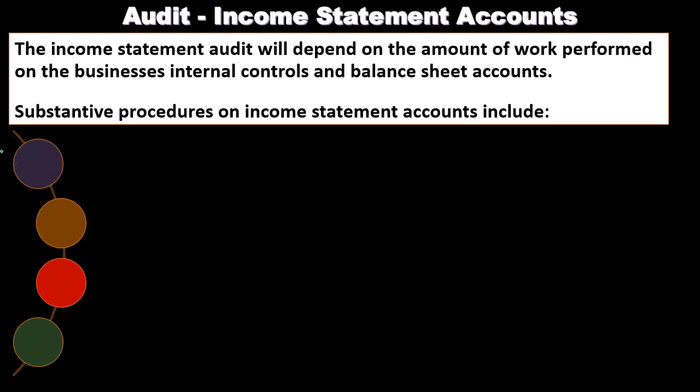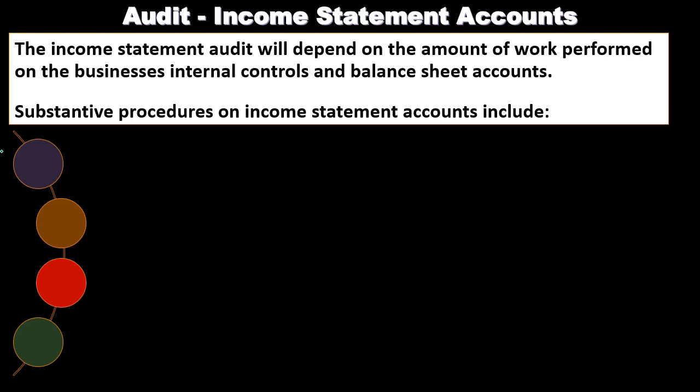So, audit income statement accounts. The income statement audit will depend on the amount of work performed on the business internal controls and balance sheet accounts. So remember, we're down here on the income statement. We've already gone through all the balance sheet accounts, thought about the controls for all the balance sheet accounts and the processes, and the amount of testing we do then on the income statement will depend in part on the work that we have done thus far and the amount of evidence, the buckets you can think of, we have already filled up in relation to the income statement accounts, which we are now thinking about.